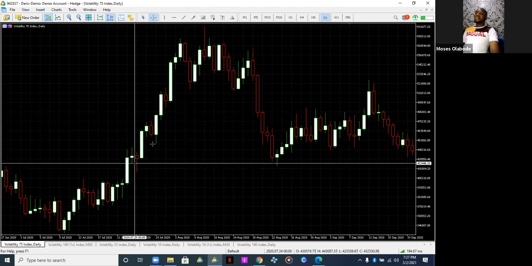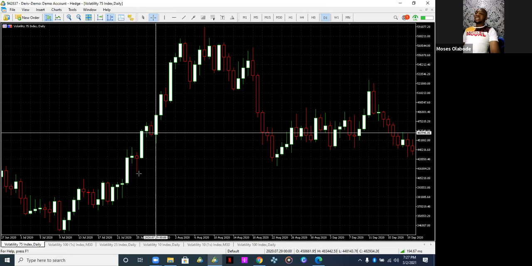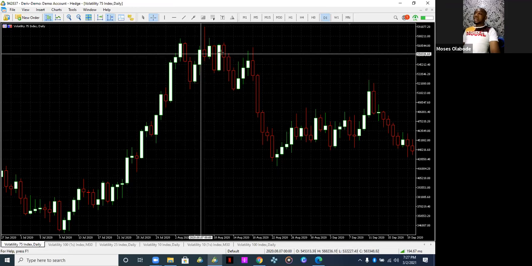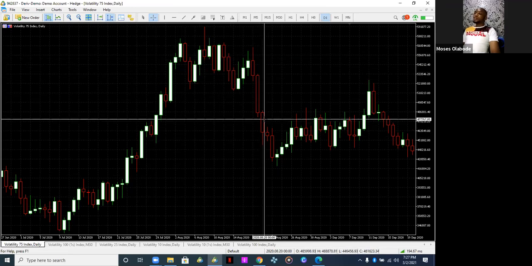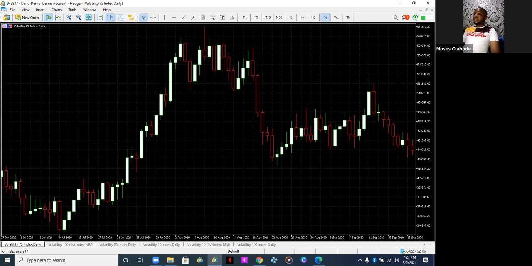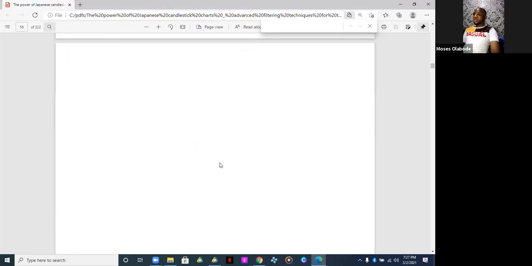Bullish candles, less of bearish candles, tell you that the market is still buying. But around here it tells that the market is selling. So the predominance of these candles is very, very important. Okay.